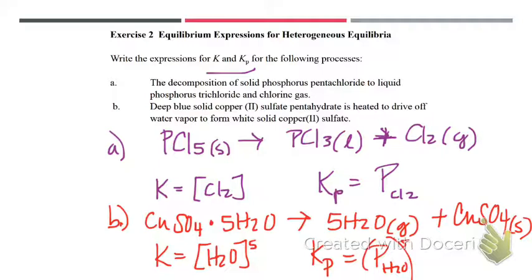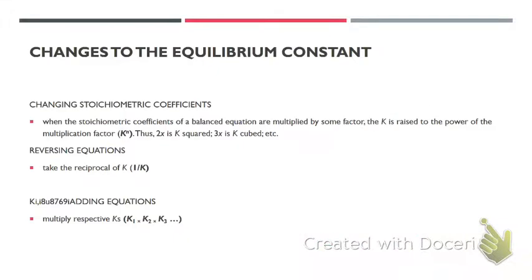So now we know how to write it, so let's talk about doing some calculations with it, or what happens if I change it. They like to ask multiple choice questions about these. If I change the stoichiometric coefficient, so I have a K value for my reaction and I double my reaction, then I'm going to raise K to that power. So if I doubled it, I would say K to the second. If I reverse it, I'm going to take the reciprocal of K to get the K value for the reverse reaction.